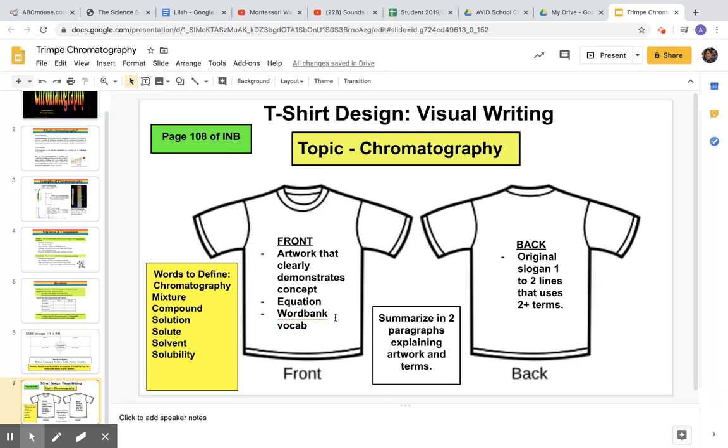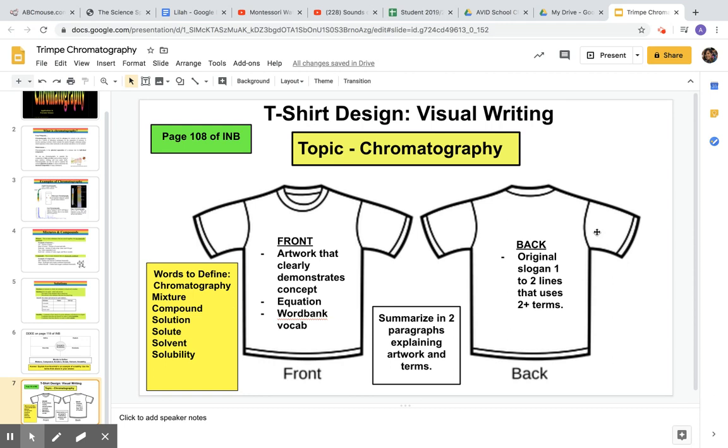Your word bank. You want to include your word bank somewhere in there. Now, including the word bank doesn't necessarily mean you have to define the word. It simply means that I have to see the word somewhere on that shirt. So you can draw and label. You can come up with a funny definition. You could come up with a funny saying that uses the words. Any of the above is fine. I just need to be able to see that you understand the words chromatography, mixture, compound, solution, solute, solvent, and solubility. Feel free to Google this for ideas.